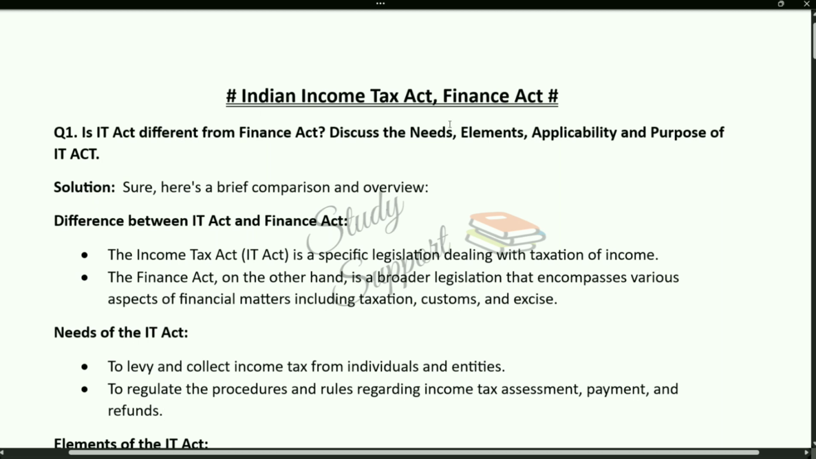Indian Income Tax Act, Finance Act. Q1. Is the IT Act different from the Finance Act? Discuss the needs, elements, applicability, and purpose of the IT Act.